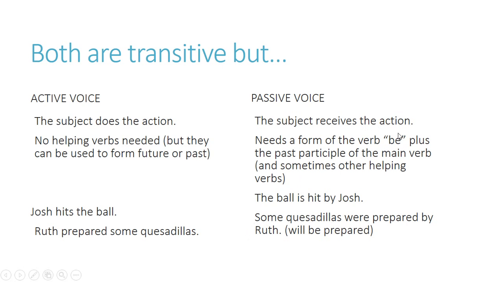If you see, we have a form of the verb be, here and here. Then the past participle of the main verb, here and here. And sometimes other helping verbs can be used. For example, here, if we say some quesadillas will be prepared by Ruth, we have the form of be, the past participle of the main verb, and one more helping verb.